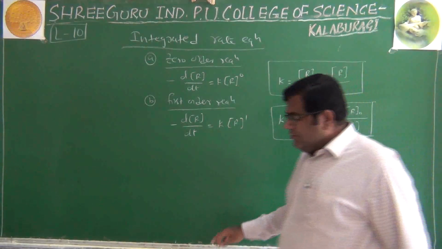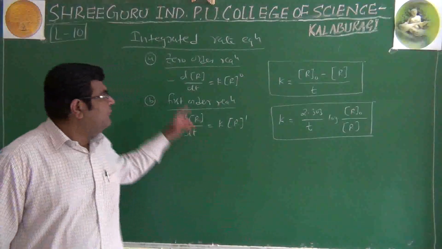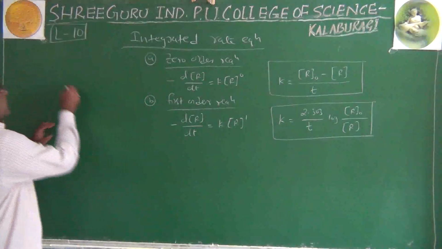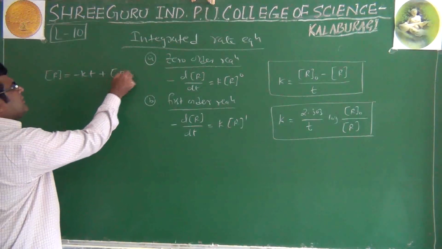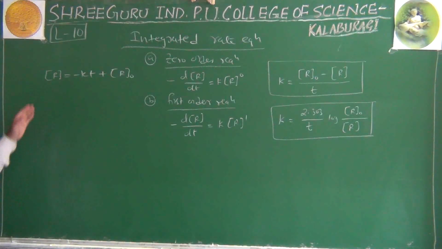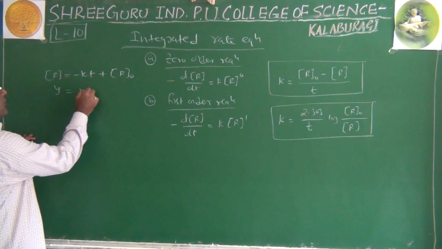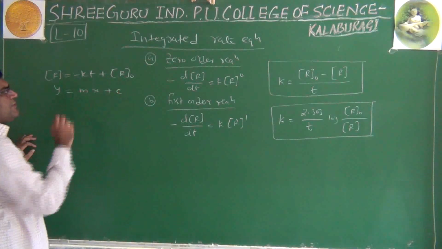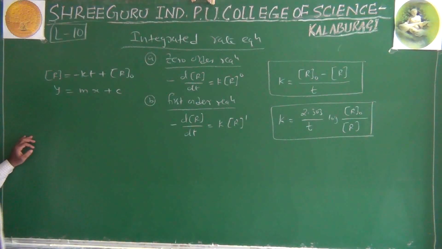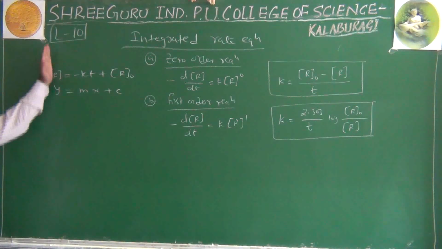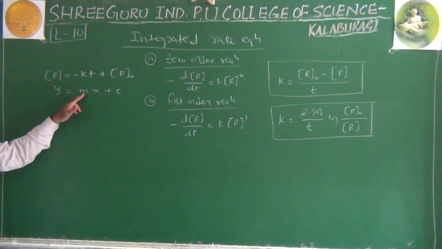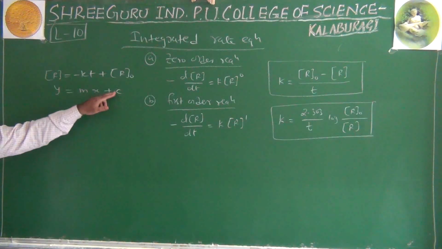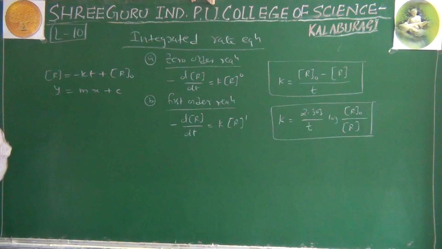Also we have seen its graphical representation. If we plot the graph between the molar concentration of reactant and time, this equation is a straight line equation, y equals mx plus c, where c is the intercept and m is the slope. So when we plot the graph with molar concentration of reactant on the y axis and time on the x axis, the slope equals negative k, and the intercept equals the initial molar concentration of the reactant.